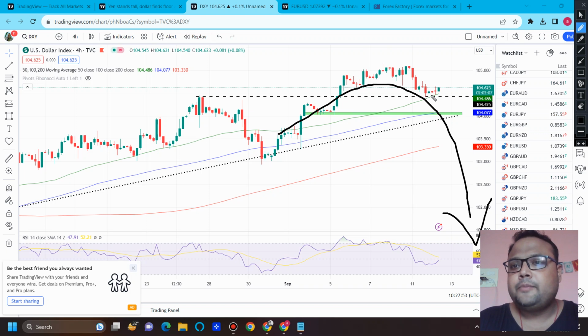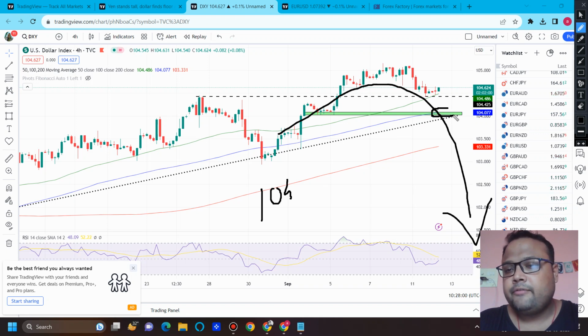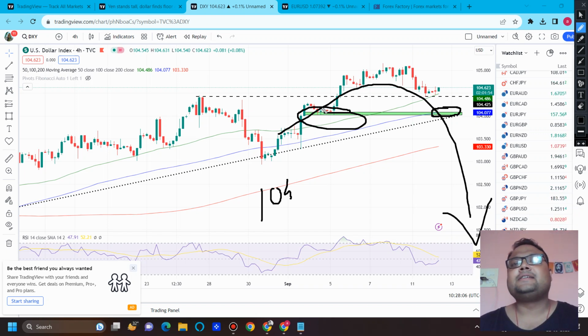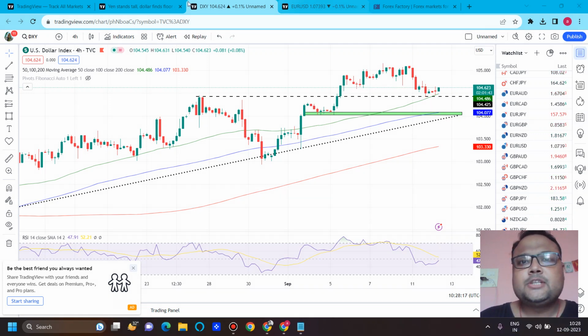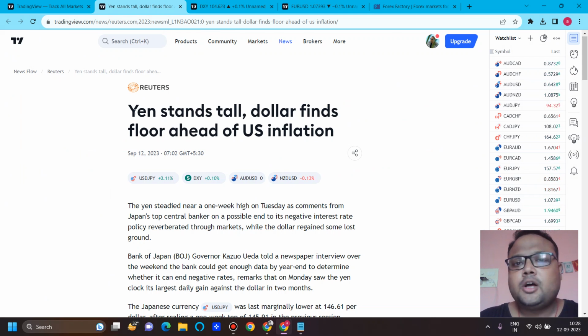If the market breaks this level also, the next support will be around 104. We can see we have the 100 moving average, we have a trend line, then we also have previous support around this area. If we combine all three factors, then yes, 104 seems to be a very strong support, and before CPI the market should not go below 104. So this is all about DXY. You can see yen stands tall, dollar finds floor ahead of US inflation. So let's wait and watch.